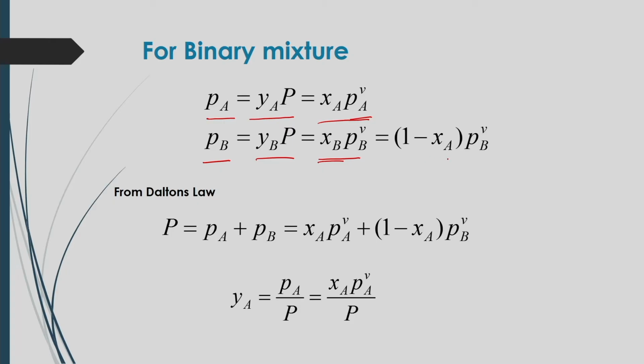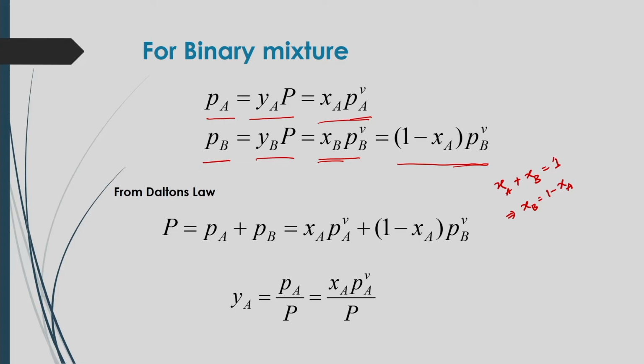Since we know that for a binary mixture Xa plus Xb is equal to 1, that means the summation of mole fractions of the components is equal to 1. That implies Xb will be equal to 1 minus Xa. So if you substitute 1 minus x instead of Xb, you can simply write that the partial pressure of component B will be equal to 1 minus x into PBV.